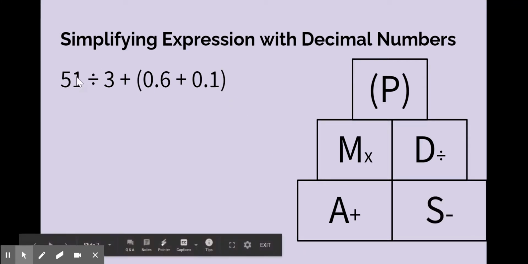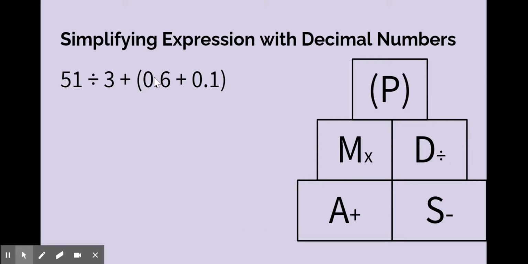So looking at this expression, we would start out with the parentheses. So we would add 6/10 plus 1/10, which would give us 7/10. Then we want to make sure that we drop down our expressions. Okay, now that we're looking at this new expression, what would come first? Would we divide or add first?